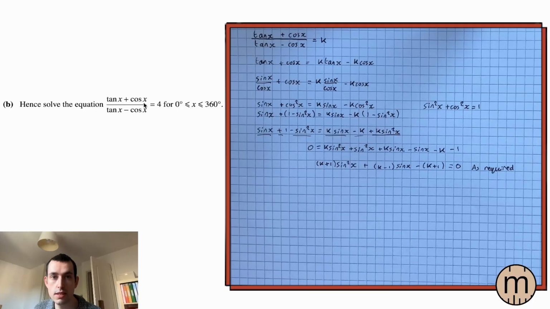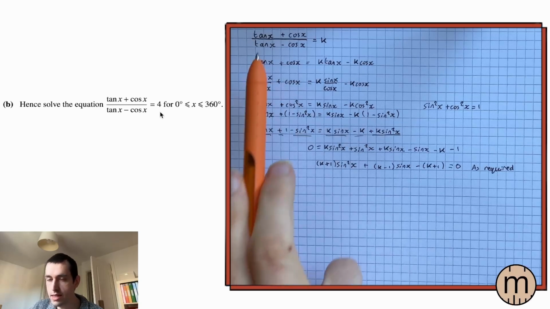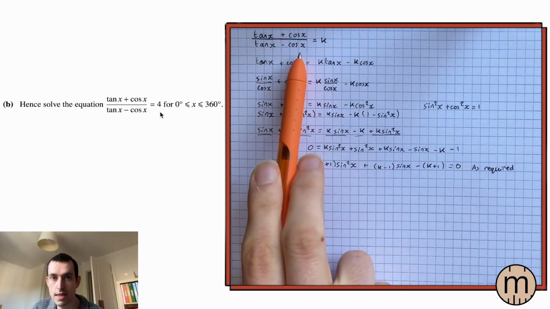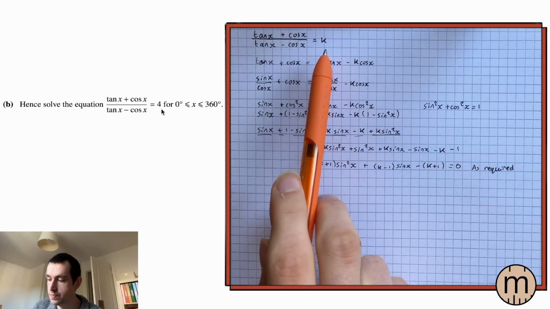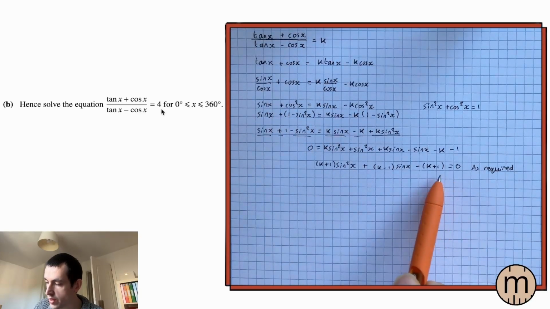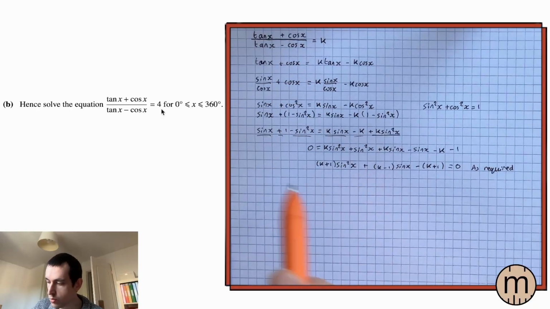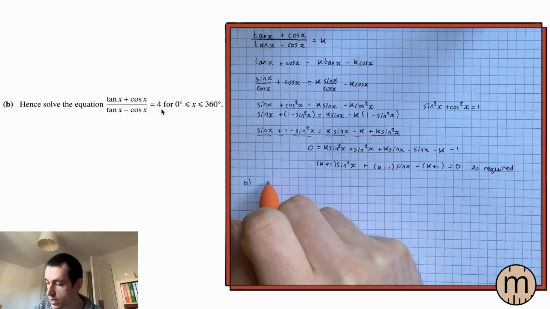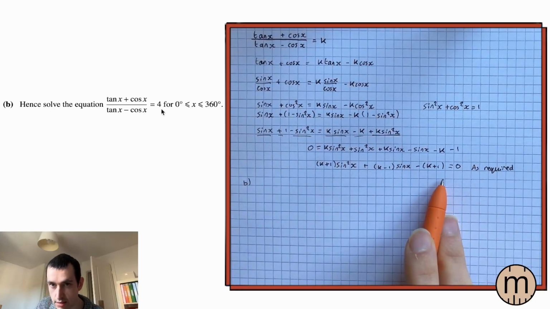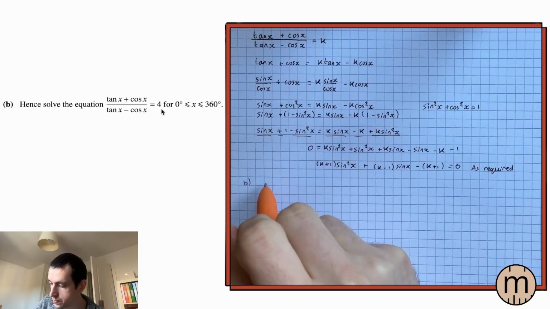We're going to get another 4 marks if we can now solve the equation tan x plus cos x over tan x minus cos x is equal to 4. Use part A. We did not do it for nothing. So that is exactly the same thing as what was in our question, but k is now equal to 4 here. So this comes into this. So what we can say for part B is if originally this is true, then the next line of working will be this line, but with k equals 4.